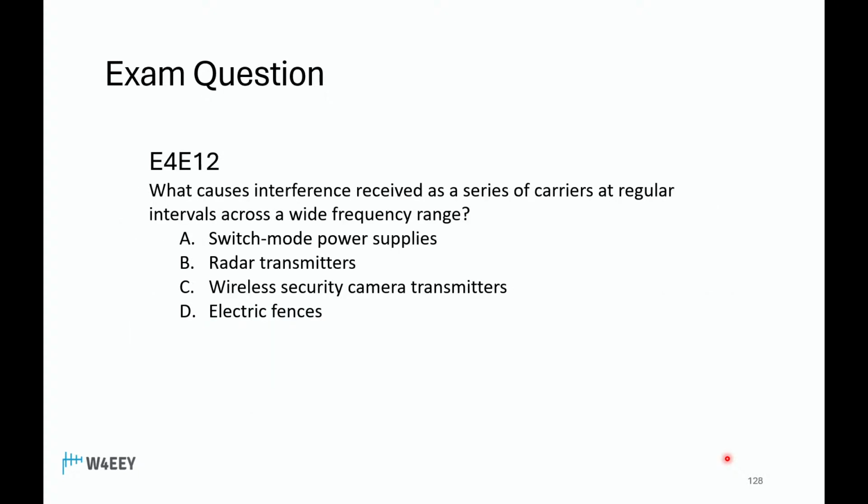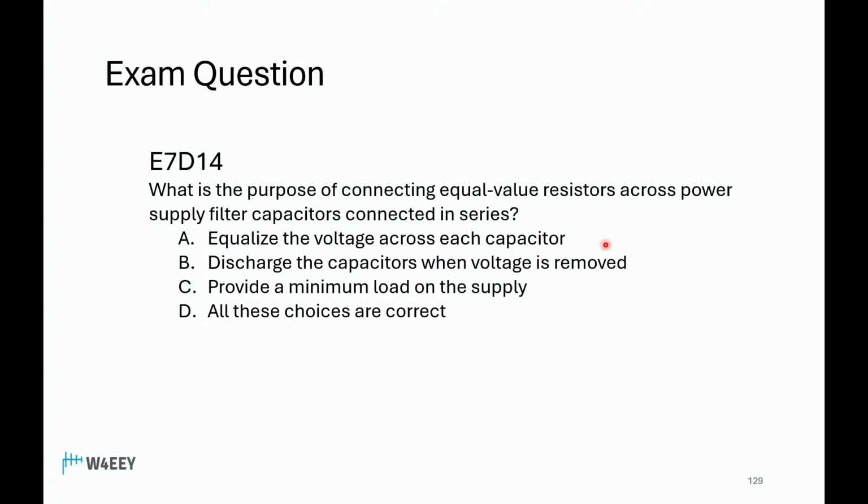What causes interference received as a series of carriers at regular intervals across a wide frequency range? Alpha. Yeah, that would be a really cheap switch mode power supply. Some people try to use computer supplies out of older computers, and they tend to have this issue as well. If a power supply is designed for ham radio use, it's probably pretty clean.